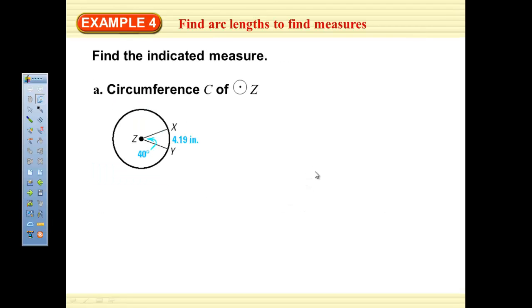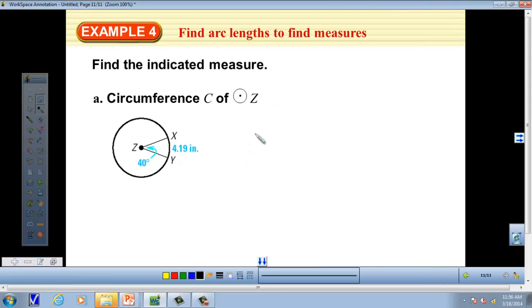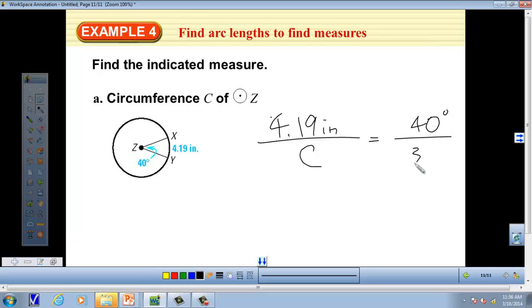23.04. This one's different because they want us to find the circumference. So arc length is given to us. Arc length is 4.19 inches. The circumference is what we don't know, and that's why I wanted you to do it this way. So circumference on the bottom. We do have the central angle, which is 40, and we're going to divide that by 360. I would suggest still simplifying this. 9 times 40 gives me 360, so that gives us 1 over 9.